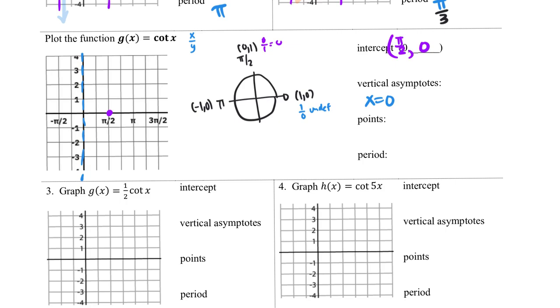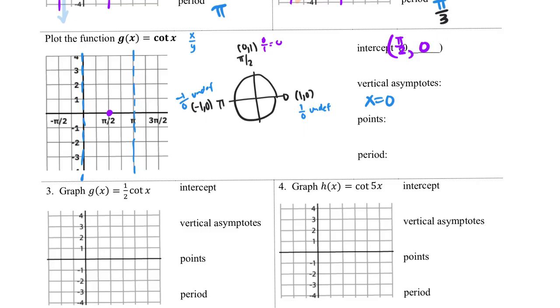Let's go to pi then. Okay, if I go to pi, if I do x divided by y, I get undefined again. So now there's another asymptote at pi. Now I know it's going to be similar to the tangent graph, but it's not quite the same because it looks a little different.